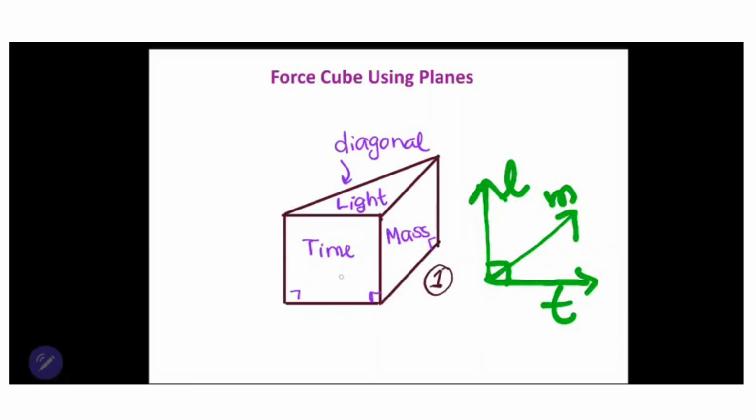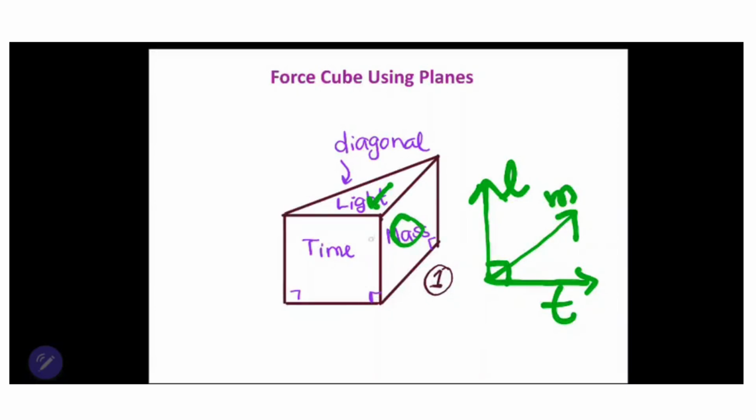This front plane is time and mass is here and the light is the top plane. Then we are using a 3D section of the force cube, and along this diagonal, the section is taken along the top diagonal. Then these planes are perpendicular to each other.